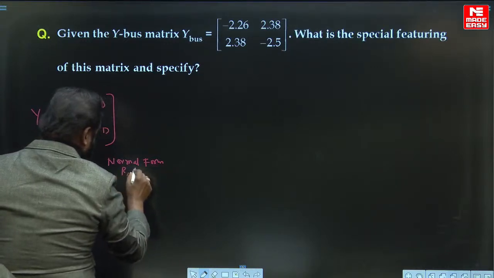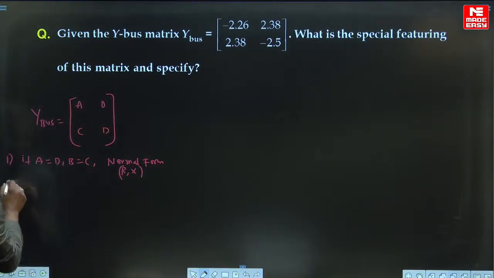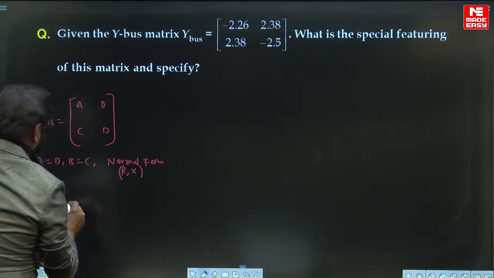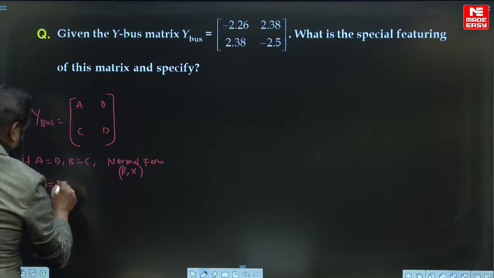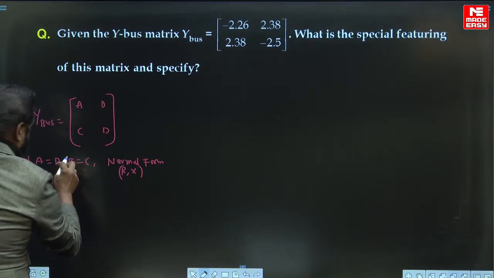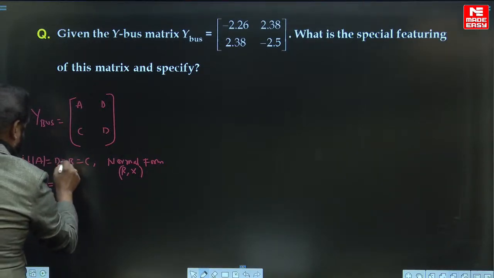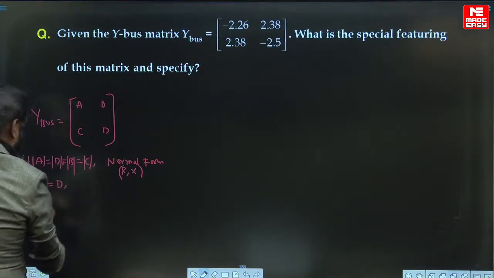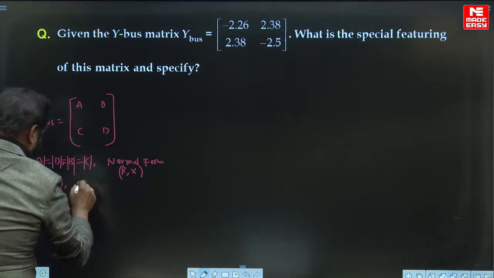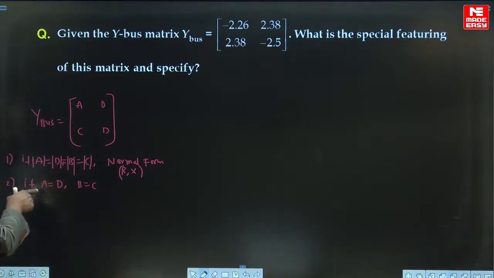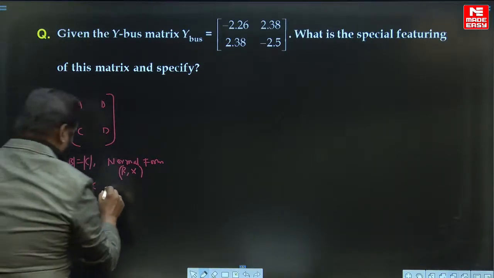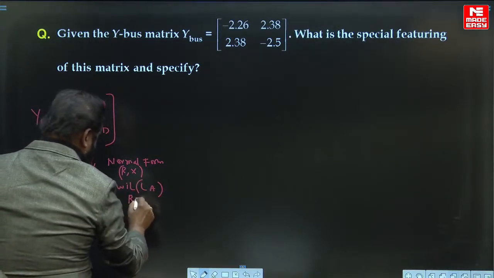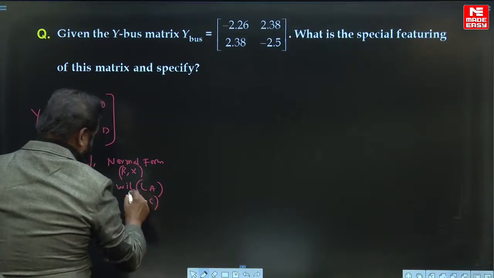That means with resistance and reactance. Second, if A equals D, write the modulus of A equals the modulus of C like this. A equals D and B equals C only, not all 4 are the same; these 2 are the same and these 2 are the same. This is with line charging, that is with capacitance, so R, X, C, all 3.